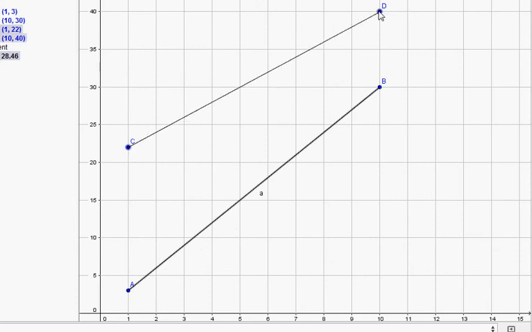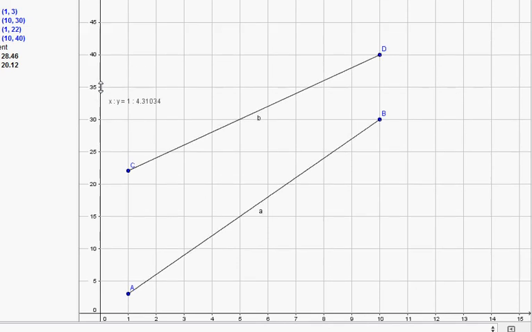The bottom one is Jane, and the top one is Lenny. Which one's increasing faster? Jane or Lenny? Jane's on the bottom, and Lenny's on the top. So who's going up at a quicker rate? Jane.